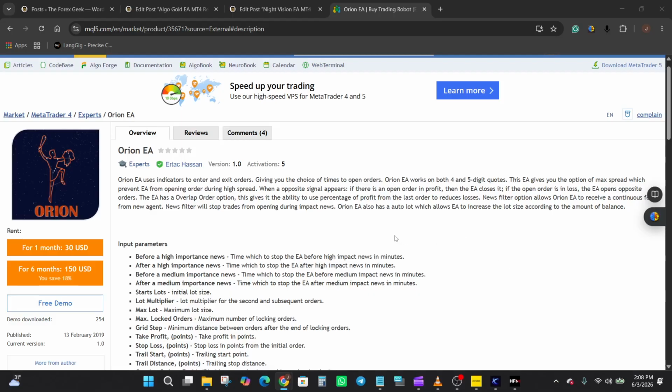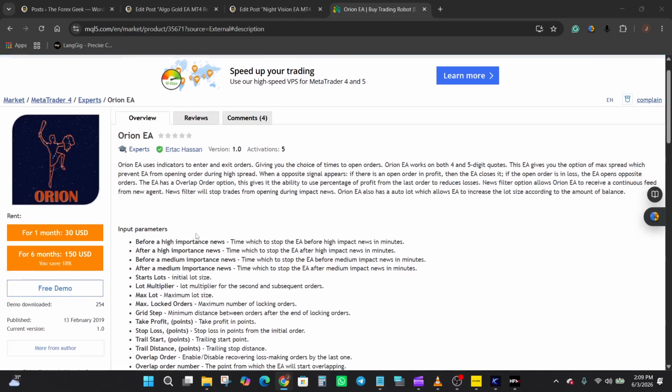So on my screen right now, I am looking at the MQL5 Marketplace page for the Orion EA by Ertac Hassan. First thing I notice is the rental pricing structure. It's available for 1 month at 30 US dollars or 6 months at 150 US dollars, which gives some savings if you are planning to test it longer. It also shows version 1.0 with 5 activations.